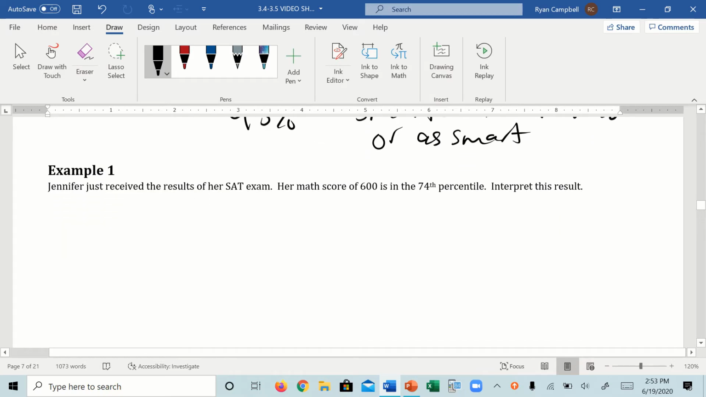So example number 1. Jennifer received the results of her SAT exam. Her math score of 600 is in the 74th percentile. Interpret this result.